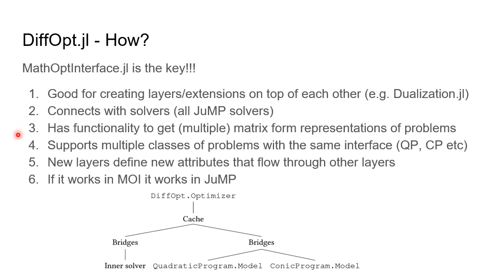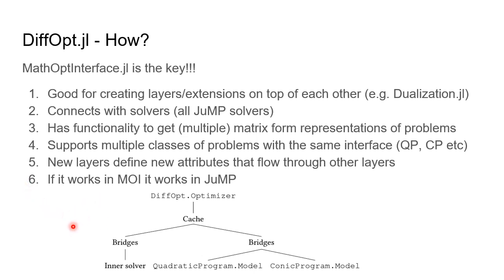Fourth, MathOptInterface supports multiple classes of problems, and that allowed us to represent both quadratic programs and conic programs, although MathOptInterface supports even more types of programs, and it's being extended even right now. I think some of the other presentations in this JuMP-dev will be showing a few other extensions to some particular classes of programs. Five, all the new layers in MathOptInterface, if they are correctly implemented, can be used to allow attributes flowing from one place to the other. Finally, if it works with MathOptInterface, it works with JuMP smoothly.